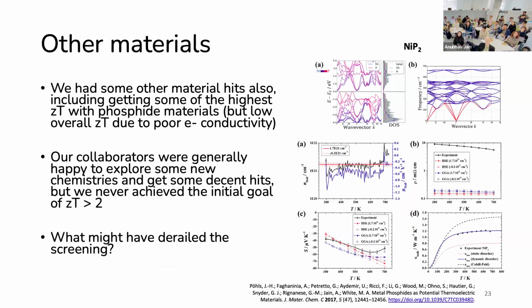And we had a lot of other hits too, in a similar vein. We found some phosphide materials that are typically underexplored as thermoelectrics. We found some of them could actually have pretty high ZT, but nothing that was really earth-shattering. So although we got a lot of good papers out of it, and I think our collaborators were pretty happy that we were able to show this whole pipeline, we never really hit the initial goal of ZT greater than 2, and we didn't find anything of commercial value. So let's go back and see what might have derailed the screening, because we tried 50,000 compounds.